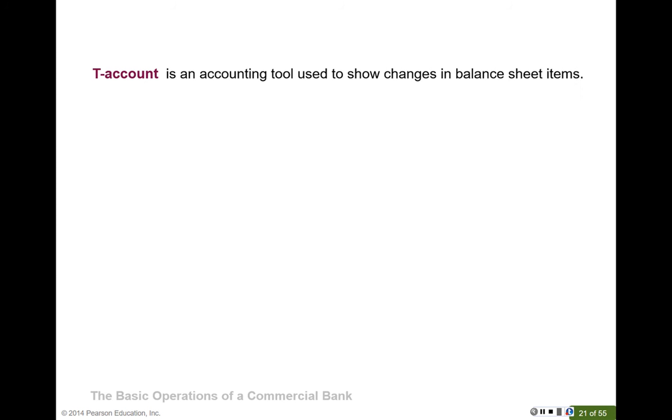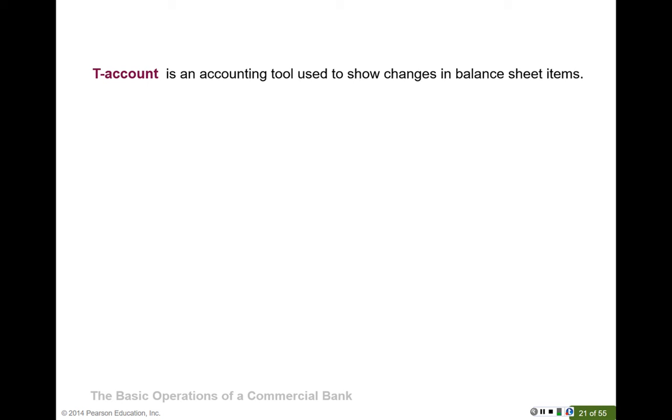So let's take a look at the T account. T account is a very powerful tool that can be used to study the operation of the bank. So that's the definition of the T account. It will show the change of the items in the balance sheet.